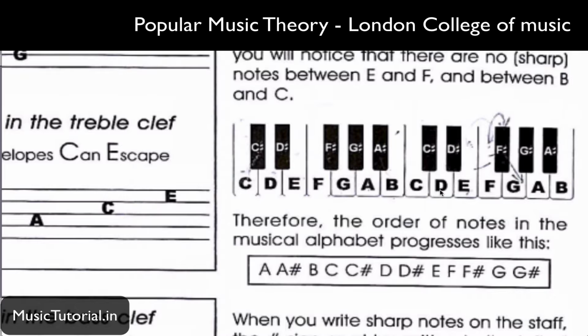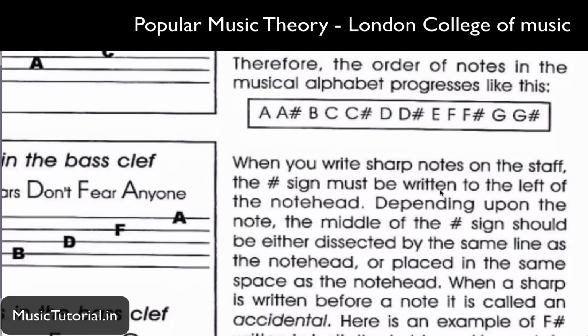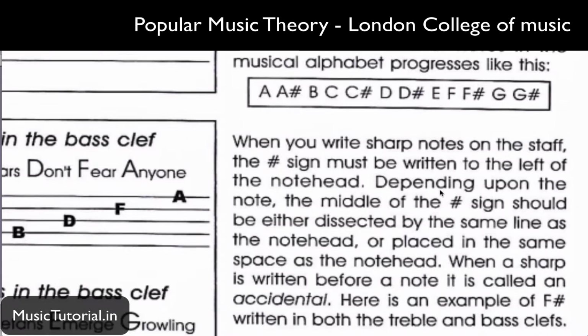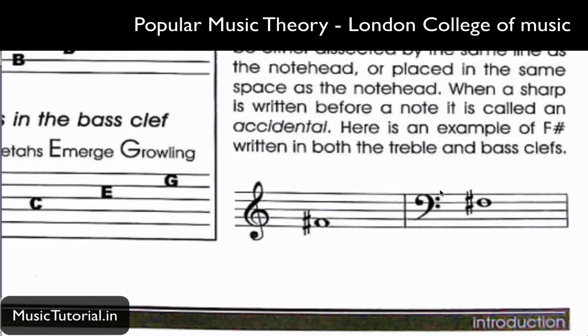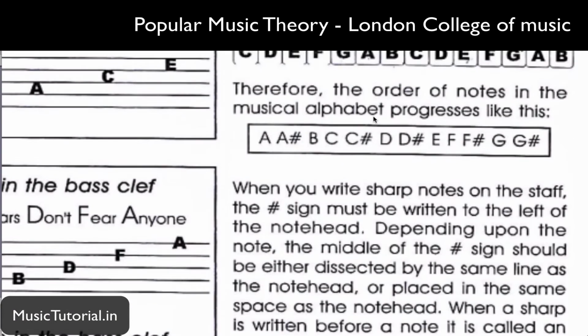Now let's learn how to write these sharp signs in a musical alphabet or on the staff lines. On the staff lines, you always write the sharp first and then you write the note. Like in this example, you see a sharp and then an F note, and that tells us it's an F sharp note. Imagine if you have to write it as a musical alphabet. You write the alphabet first, you write F, and then you write a sharp. Hence, it's F sharp.